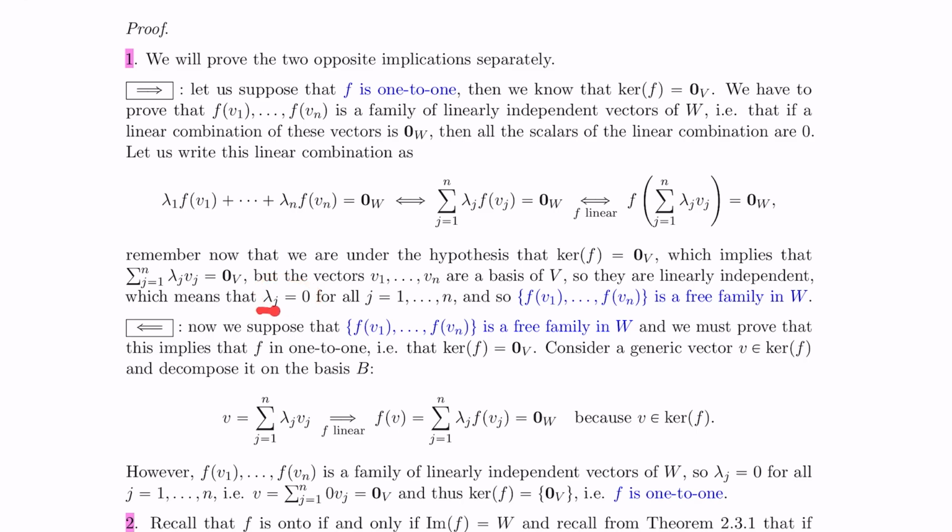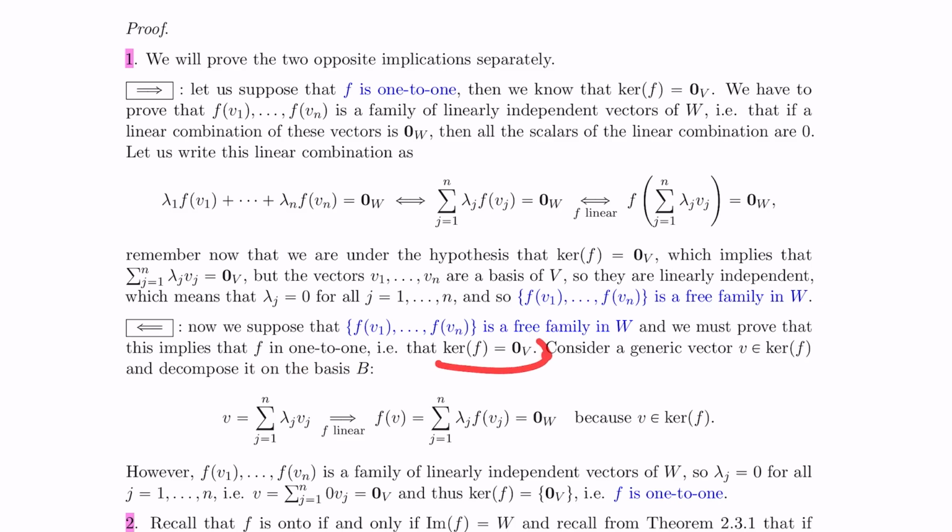But remember that proving that all the coefficients lambda j are zero is exactly what we wanted in order to prove that f of v1, ..., f of vn is a free family in W. Hence, the direct implication is proven. Let's now pass to the proof of the inverse implication. That is, now we are supposing that f of v1, ..., f of vn is a free family in W, we must show that f is one-to-one.